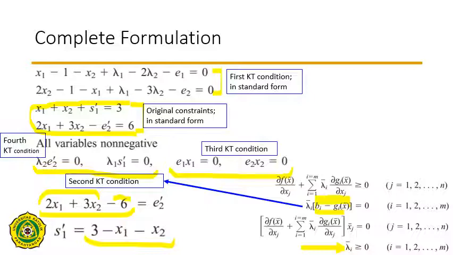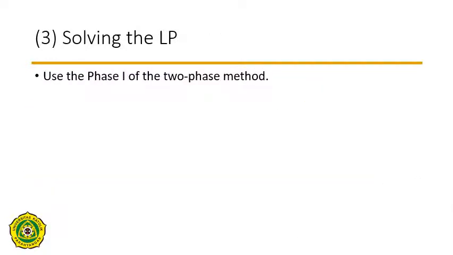So now this is the complete formulation, because we have created constraints that satisfy all the K-T conditions, and also satisfy the original constraints, and everything is already in standard form. So this is complete. Finally, we may solve the problem. We are going to use phase 1 of the two-phase method. If you recall the two-phase simplex method, we have phase 1 and phase 2. Here we are only using phase 1.